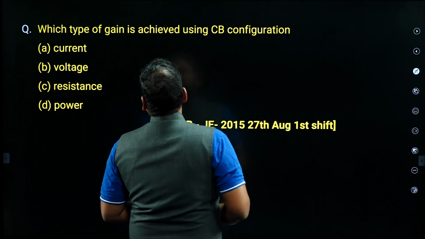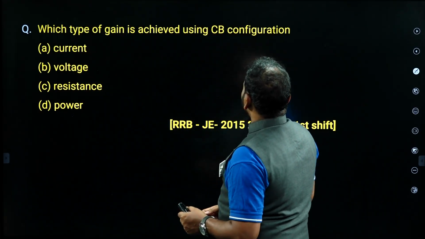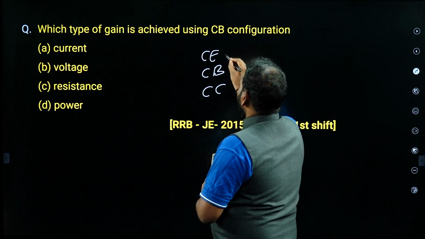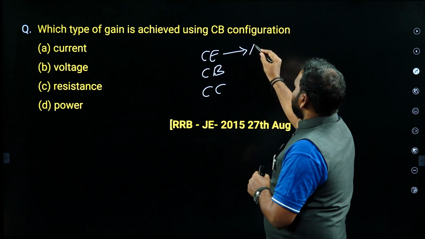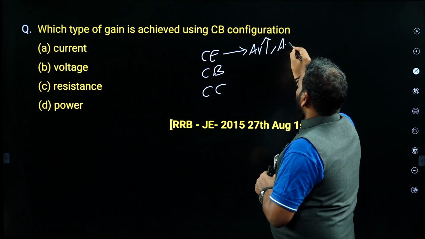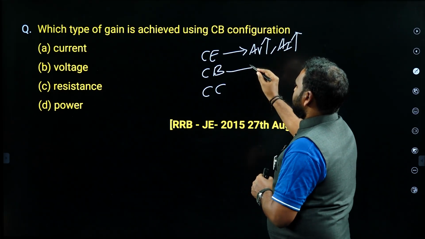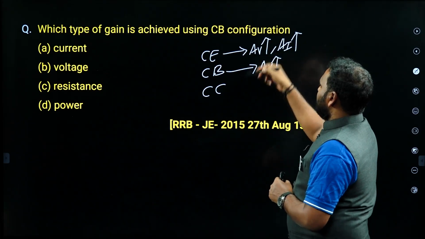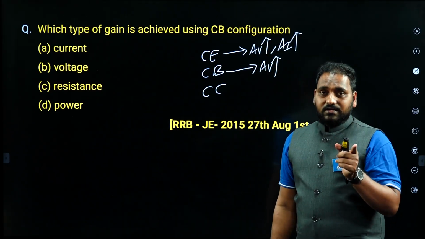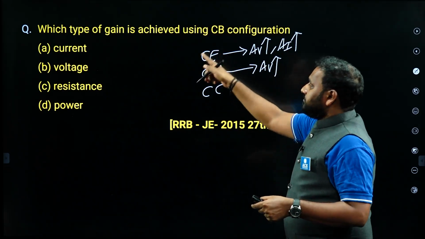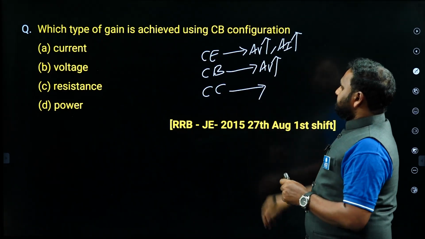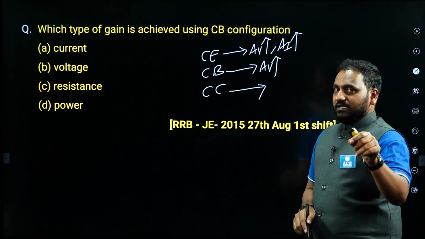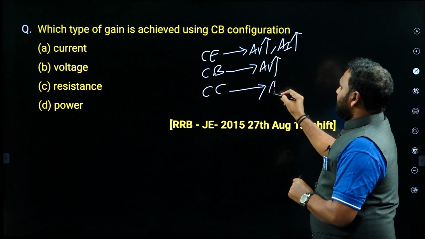Which type of gain is achieved using common base? Common emitter, common base, common collector. In common emitter, we can achieve both current as well as voltage gain, both are high. In common base, voltage gain is the same as common emitter, even the equations are almost the same except the polarity. But in current gain, common collector voltage gain is 1, practically less than 1, ideally equal to 1. But current gain is high, gamma.